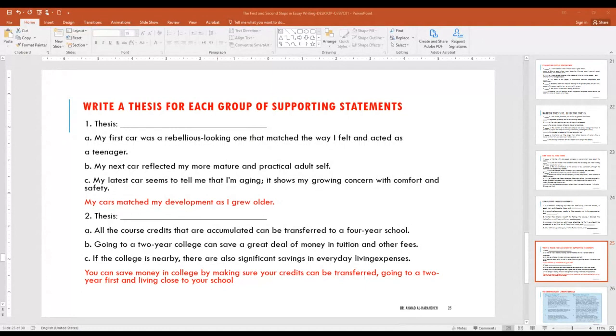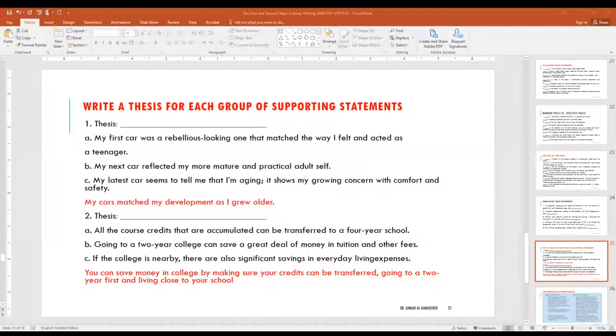Here I wrote, my cars matched my development as I grow older. But this is not a definite sentence, and you can write other sentences and they will be acceptable, like Asil's sentence and Mariana's. Mariana, am I right? Marina? No, doctor, it's Mirna. Mirna, I'm sorry. So this is why, please, if I pronounce your names incorrectly, please correct me. Right? Mirna. Thank you, Mirna.